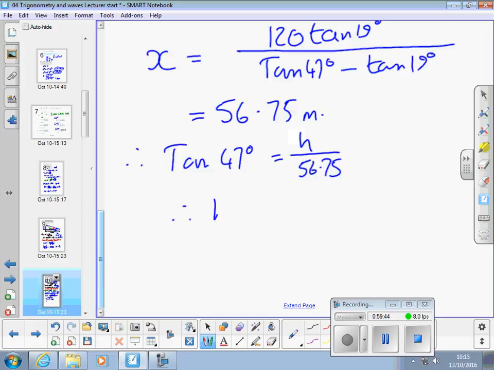Therefore, h is equal to 56.75 times tan 47 degrees equals, and plug that in the calculator, see what you get.